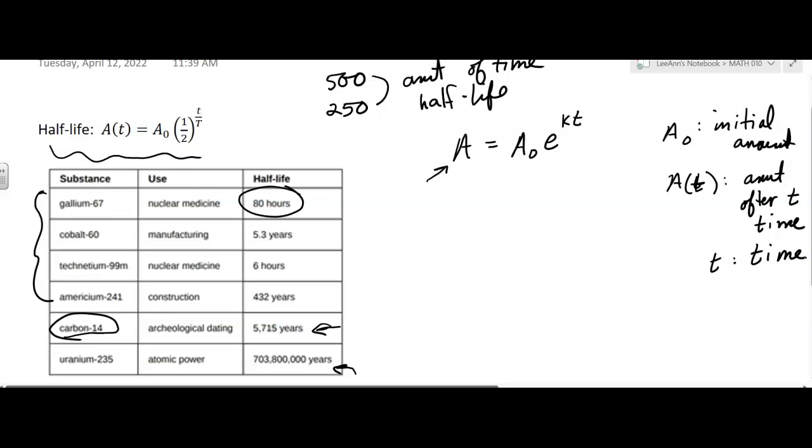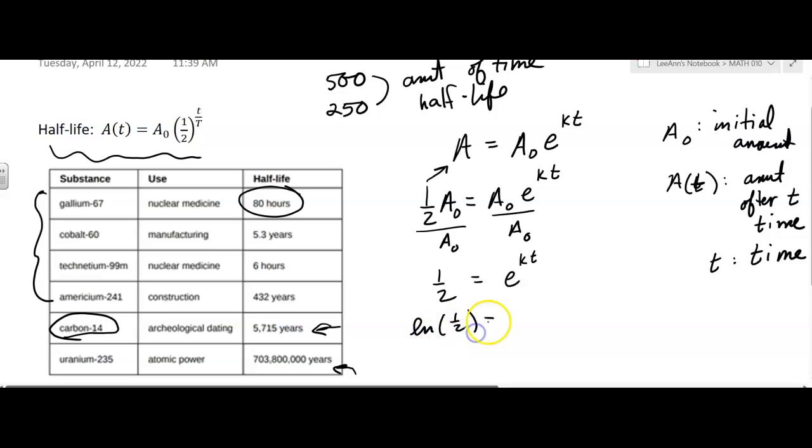So in a half-life, you want half the amount of what you started with. Well, then you can divide both sides by A naught. So you just divide by A naught, and you're going to get 1/2 equals e to the kt. Well, if you natural log it, you get the natural log of 1/2 equals just kt.